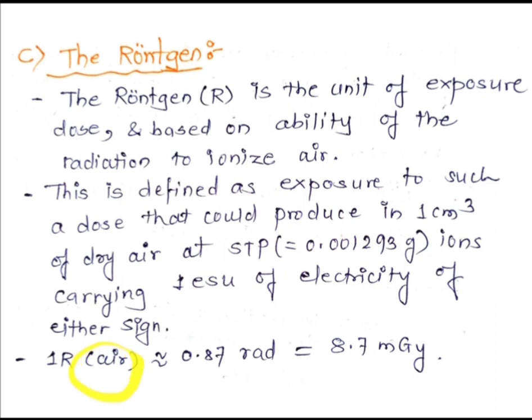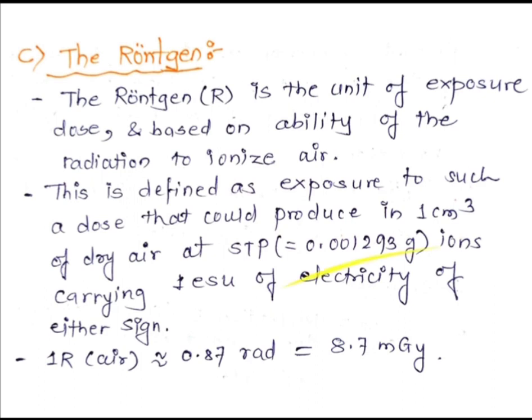And we have seen here the air will be ionized. So I have written here air. 1 Roentgen of air is equal to 0.87 rads, and this is equal to 8.7 milligrays. So this is the relation which you have to keep in your mind. 1 Roentgen of air is nearly equal to 0.87 rad and it is equal to 8.7 milligrays.